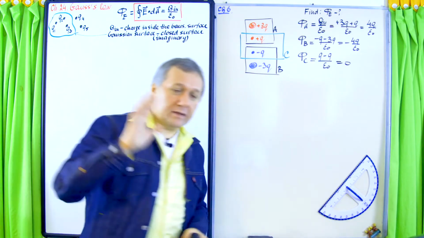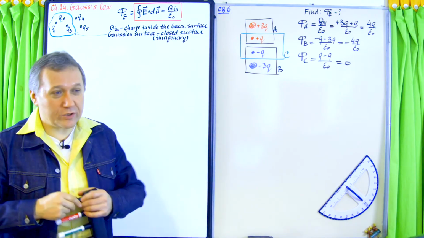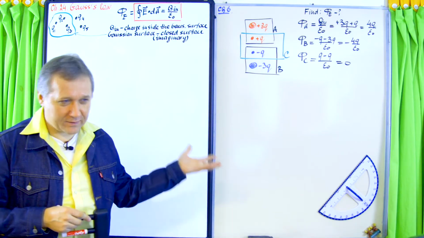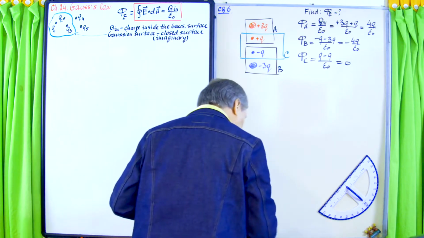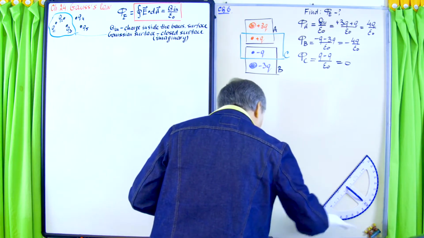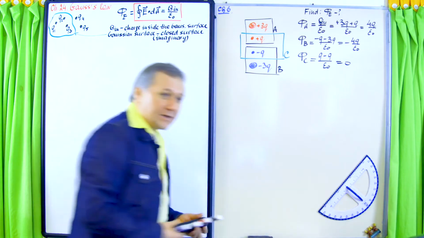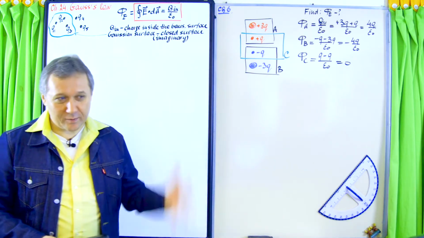Again, the question is about finding the electric flux. In this case, it's very, very simple. Enough of that, and now let's start discussing cylindrical symmetry.